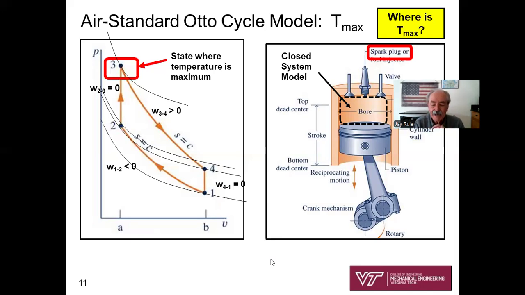Where is T max? I'm going to suggest that you can, by your eye, visualize that T max occurs at state 3. I've drawn in 4 isotherms on a PV diagram, isotherms 1, 2, 3, 4. Now those 4 curves are hyperbolas. Those are lines of constant temperature.